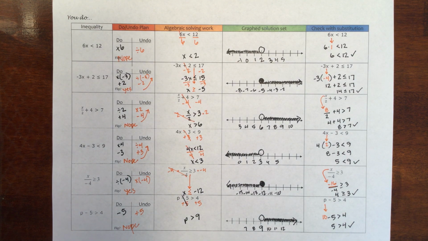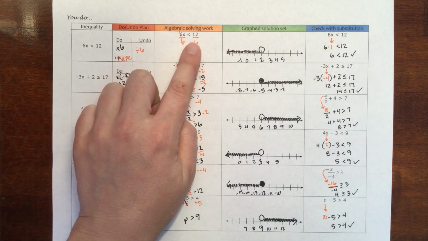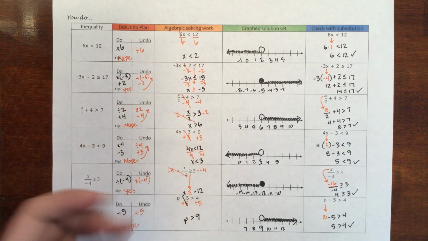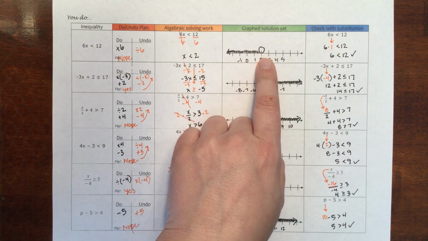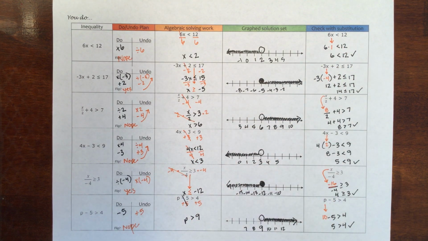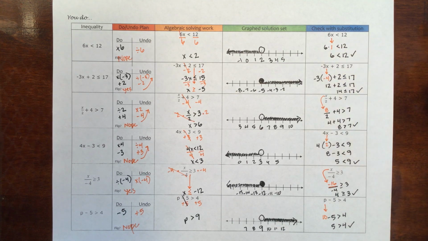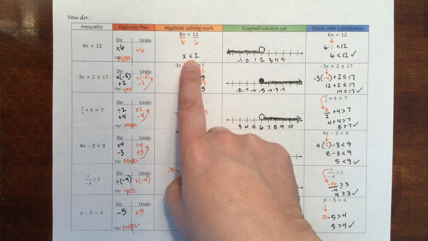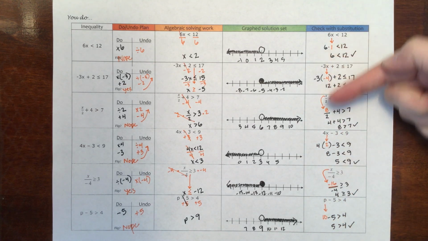Like on your equation assignments, you'll get credit for the do-undo plan, the algebra solving work that you see me showing in orange, the solution on the graph, and the checking. The checking can be different. We don't all have to pick the same values to check with. So if you're looking like, oh no, Miss Halpern, I didn't pick a 1, I picked a 0, that's okay. You pick something that's less than 2. So this is a little open to interpretation.